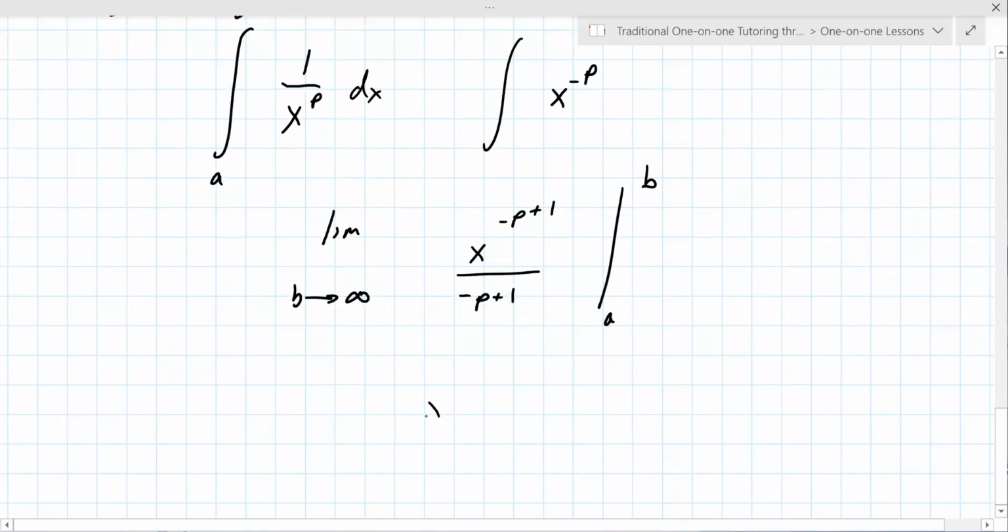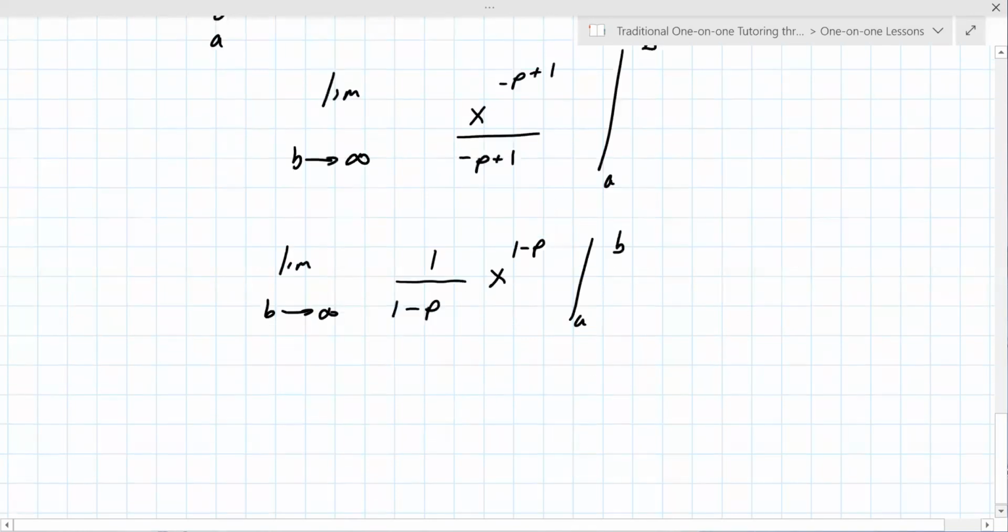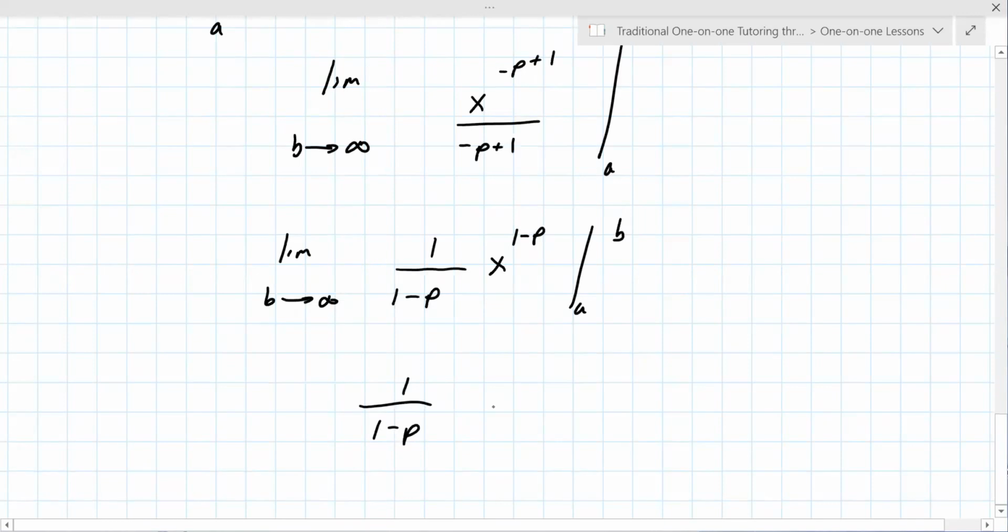So it's X to the... well, actually, let me rewrite this because it is a little wonky here. It's better to write the bottom as 1 minus P, and the same thing with the exponent, X to the 1 minus P. That's how it's seen in books. Then you put in the bounds. So you get 1 over 1 minus P, B to the 1 minus P, minus 1 over 1 minus P, A to the 1 minus P. And you have to take the limit as B goes to infinity.